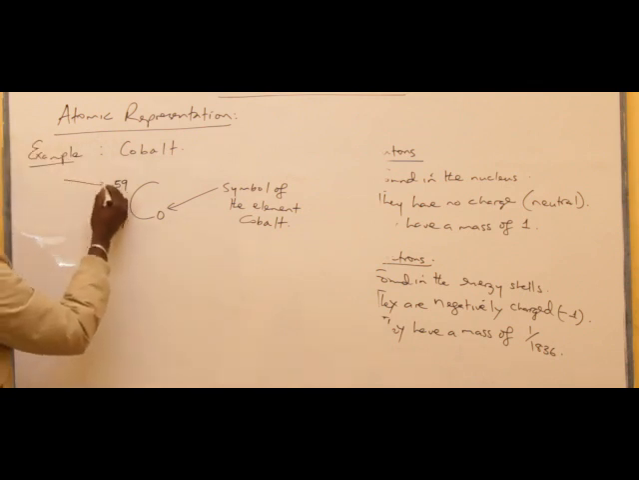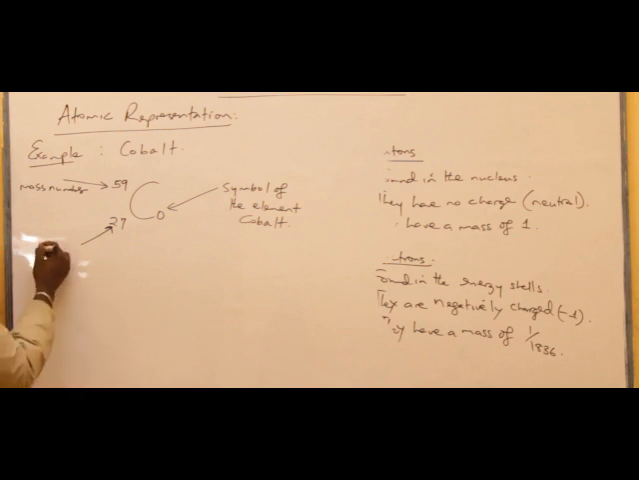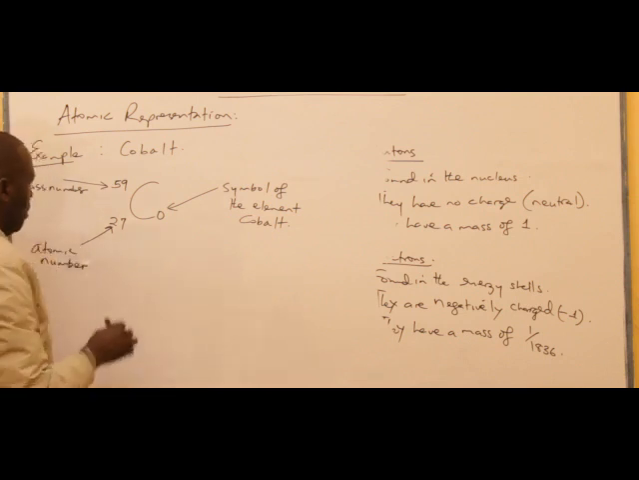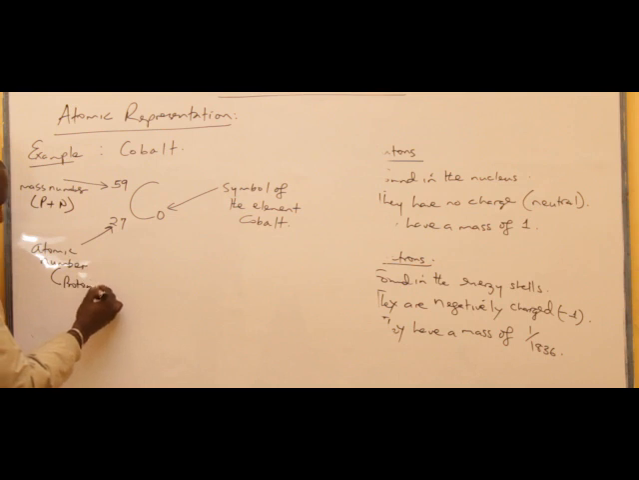The upper number, or the bigger number, refers to the mass number. The lower number, or the smaller number, whichever way it appears, refers to the atomic number. But in the periodic table, in the Edexcel book, this is the way it appears. So the bigger number refers to the mass number, the smaller number refers to the atomic number. We already know that the mass number refers to the sum of the protons and the neutrons, while the atomic number is the number of protons.